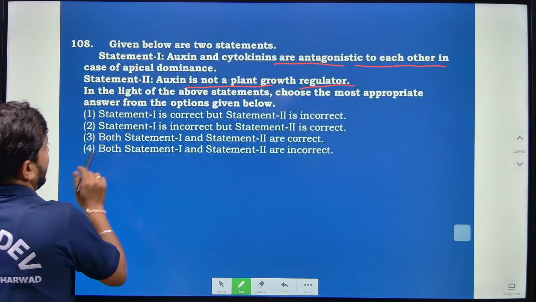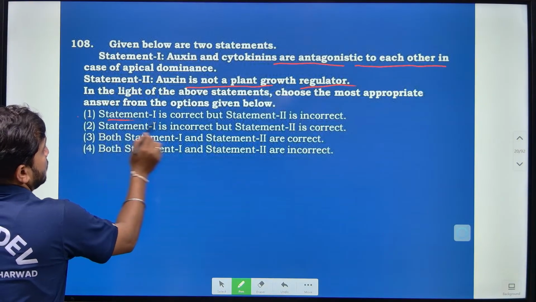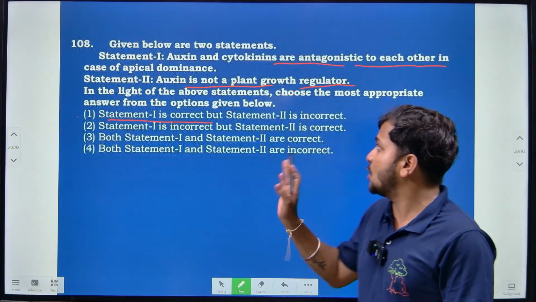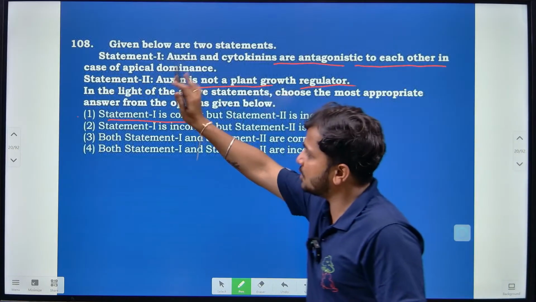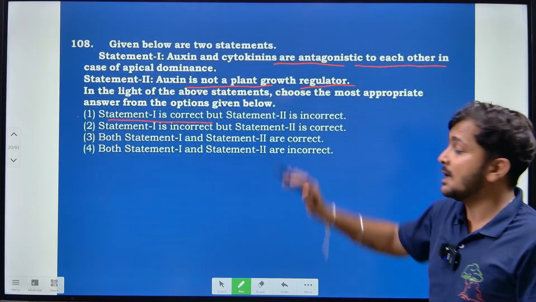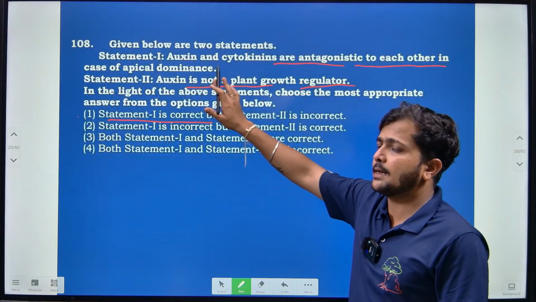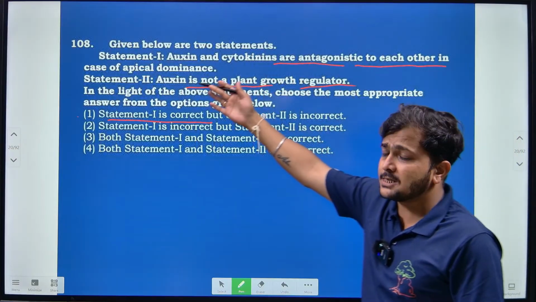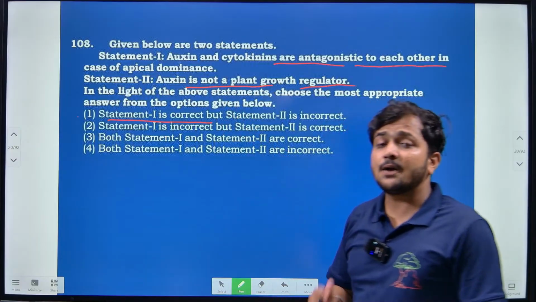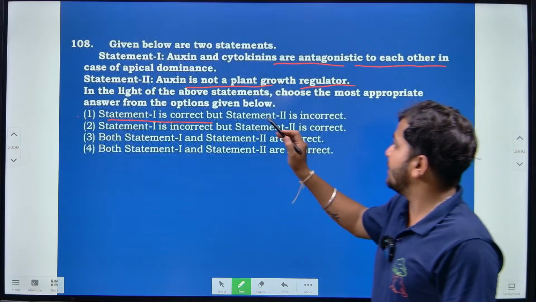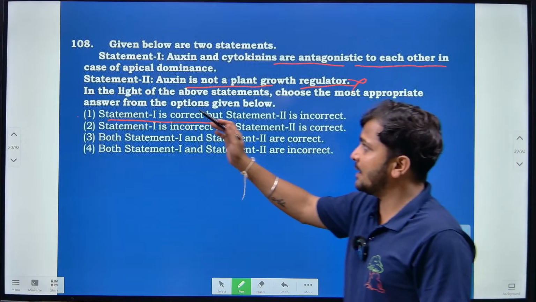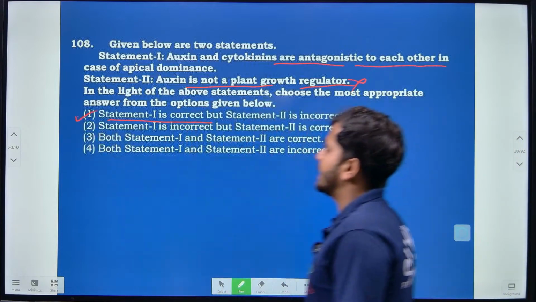So here, if you check both, statement 1 is correct: auxin is antagonistic to whom? Cytokinin, which is related to apical dominance. But they say auxin is not a plant growth regulator. Auxin is actually a plant growth regulator, with respect to the apical meristem only, the tip of the root and the tip of the shoot. I am going to find out the presence of auxin, which will initiate the growth. So definitely this statement is wrong. So statement 2 is incorrect. Statement 1 is correct and statement 2 is incorrect.